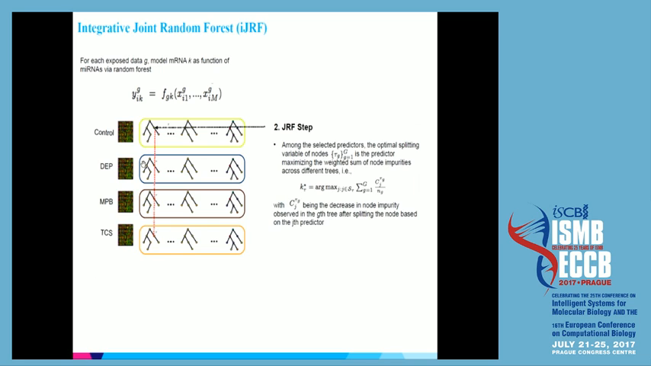So basically, we need to choose the predictor that we are going to use to split observations into two smaller groups. This predictor is going to be the same across all the ensemble trees, and it is going to be chosen to maximize the weighted sum of decreasing node impurity across all trees. So in order to select the best predictor, we are not going to refer only to one ensemble tree, but we are going to consider them all.